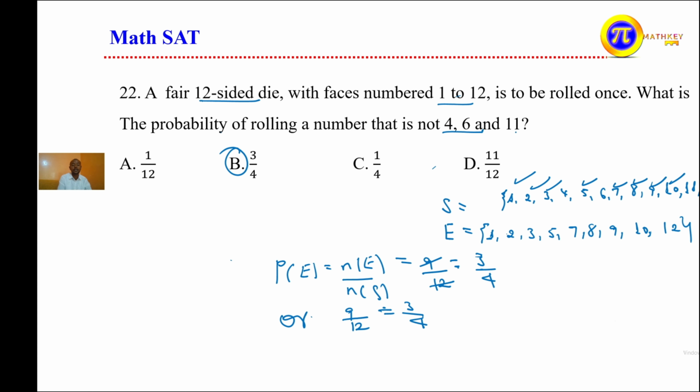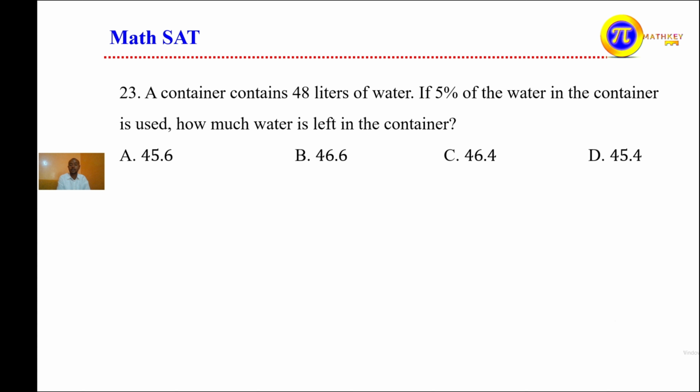Simply by subtracting that, we find the probability. That means what is the probability of rolling a number that is not 4, 6, and 11? Their number is 3. So you have to subtract from the total sample space, that is 12 minus 3. You have 9. That means the probability of a number that is not 4, 6, and 11 is 9 over 12. 9 over 12 means that is 3 over 4.